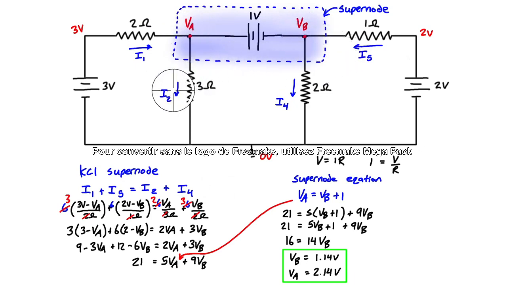And if you were asked to actually solve for all of the currents through every resistor and all of the voltage drops, you could really easily do that by just applying Ohm's law over and over again. But I won't bore you with those details in this video.